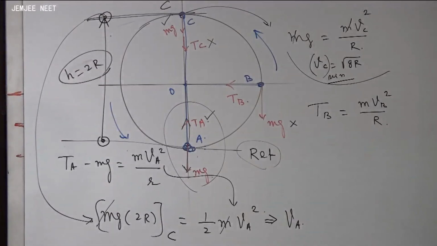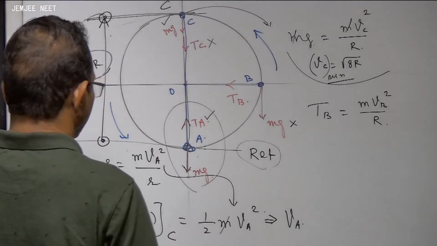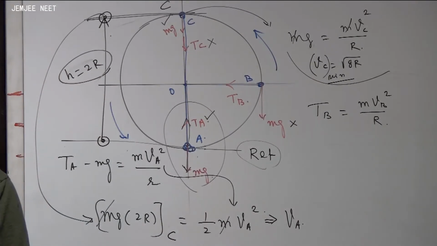VA is equal to... look carefully. VA square equal to root 5g, 5g into r. VA square is 2 root g, 2 root of r.